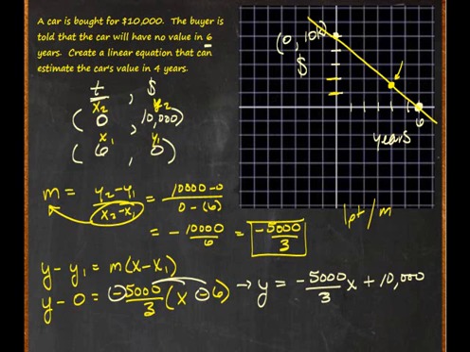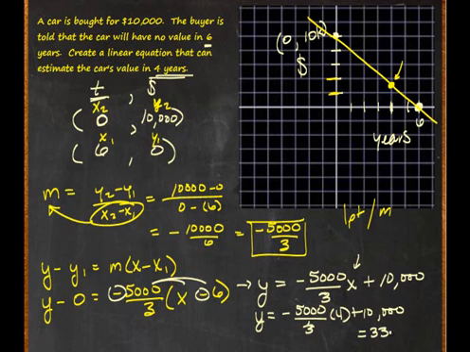Now all we need to do is say we wanted to guess at what happens when t is 4 years, or when x is 4 years. So we plug in a 4 where the x is: negative 5,000 over 3 times 4 plus 10,000. When you punch that into your calculator, you get approximately $3,333.33.